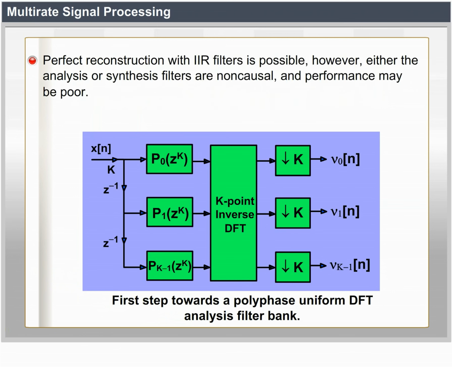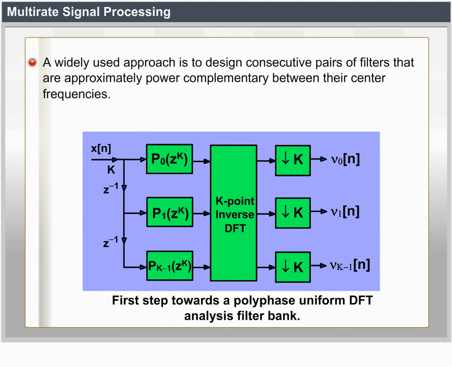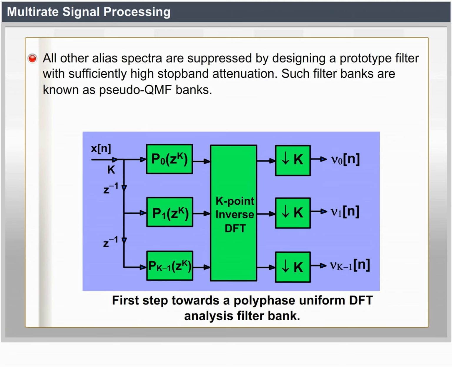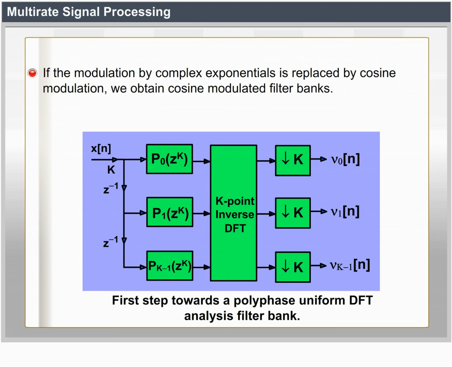A widely used approach is to design consecutive pairs of filters that are approximately power complementary between their center frequencies. All other alias spectra are suppressed by designing a prototype filter with sufficiently high stop band attenuation. Such filter banks are known as pseudo QMF banks. If the modulation by complex exponentials is replaced by cosine modulation, we obtain cosine modulated filter banks. First step towards a polyphase uniform DFT analysis filter bank. A, B polyphase implementation of a uniform DFT filter bank.